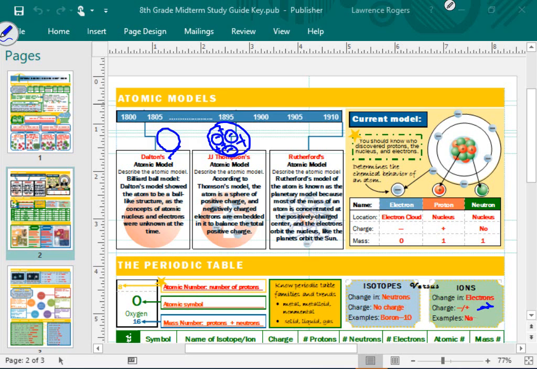The gold foil experiment, we shot alpha particles at a thin piece of gold foil. Here's our thin piece of foil, here's our detector. The thought is they were all just going to fly right through. However, most of them did fly right through, but some of them pinged back and pinged to the side. So that leads us to the idea that we have a nucleus, with a positive charge, and then the electrons kind of flying around the outside.